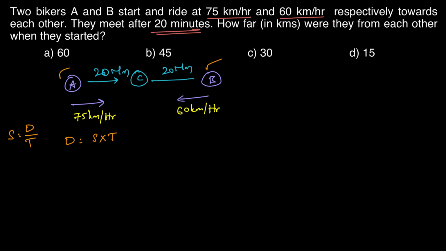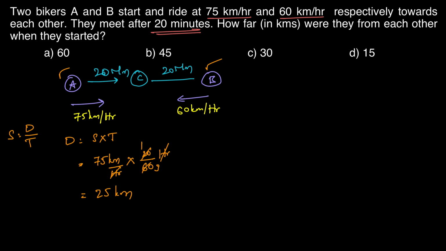So what is the distance covered by A? Its speed is 75 kilometers per hour multiplied by time, which is 20 minutes. 20 minutes is nothing but 20 by 60 hours. Hours gets cancelled. It's nothing but 1 by 3. So 25 kilometers is the distance covered by A in 20 minutes.